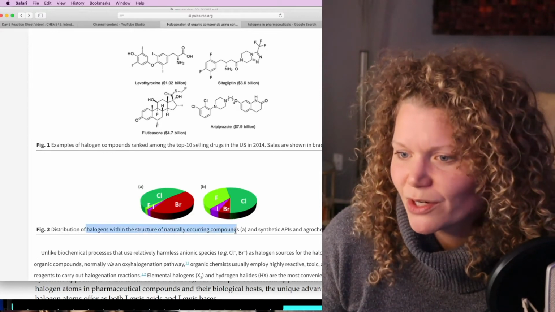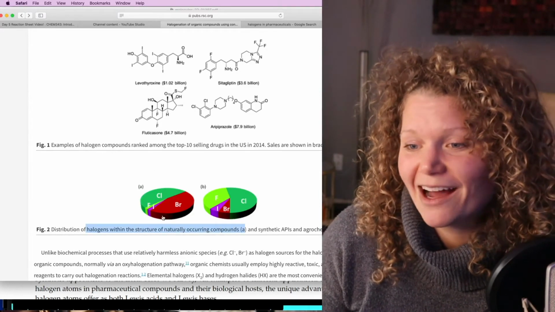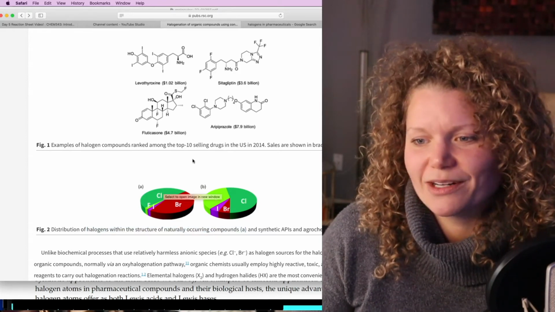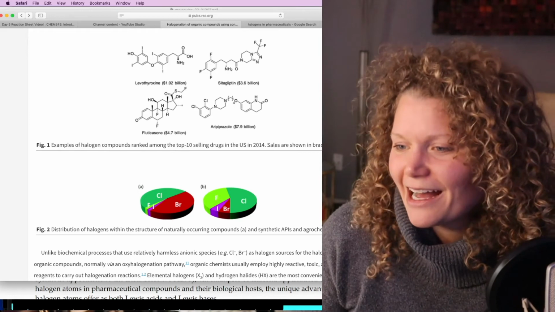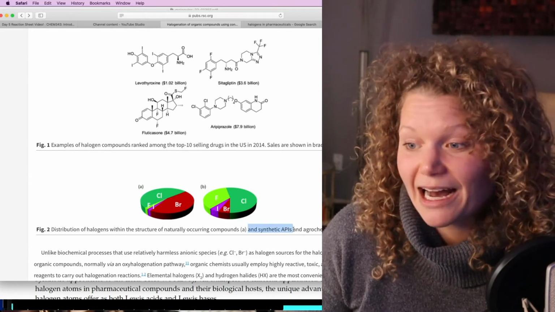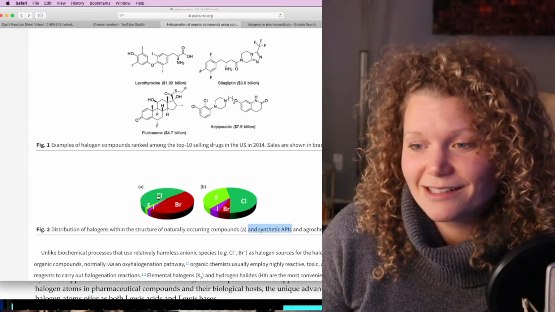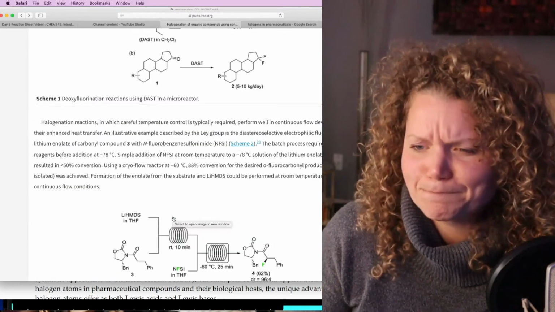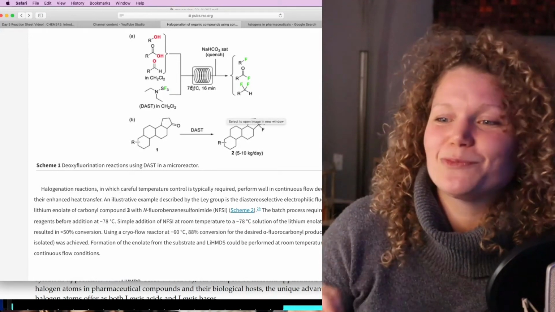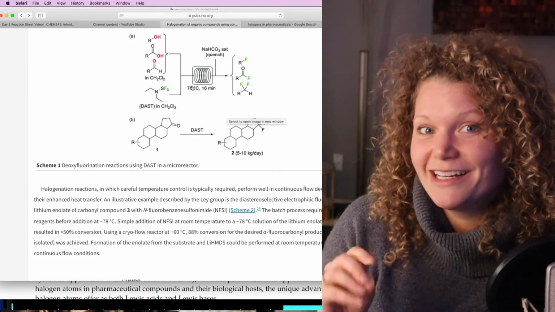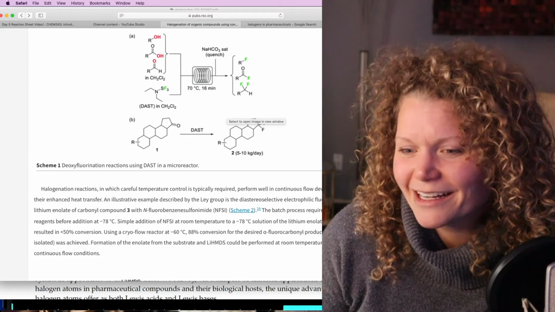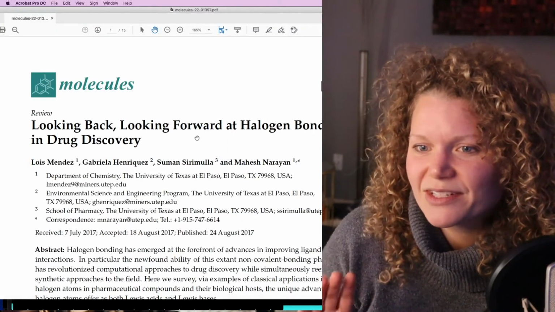Distribution of halogens within the structure of naturally occurring compounds. So on the left here, this is really what we're looking at. Chlorine and bromine tend to be more naturally occurring. All right. Agrochemicals are on the right, where fluorine is more popular. Synthetic APIs, active pharmaceutical ingredients, have chlorine and bromine in them. And here they are looking at ways that you can do this reaction more efficiently and on larger scale. Continuous flow, meaning you're just pumping out product continuously. Pretty neat.